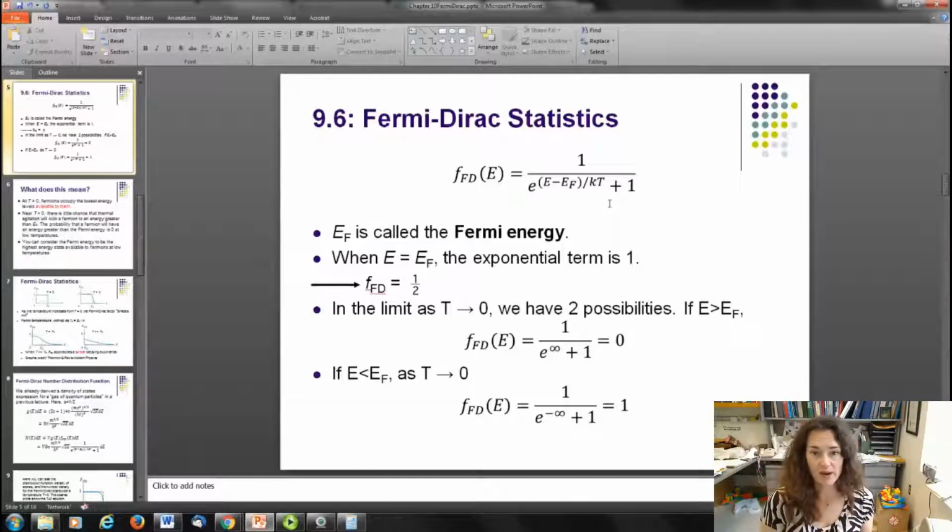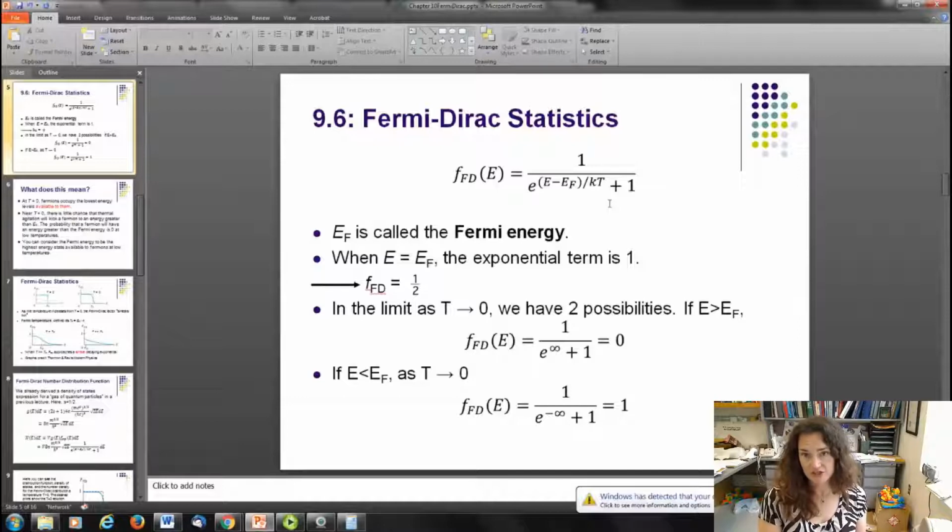Now, let's think about what happens for the extreme case of the temperature going to absolute 0. In that limit, there are actually 2 possibilities. If the energy is greater than the Fermi energy, then the exponential term goes to e to the plus infinity, so in the denominator you'd have infinity, and 1 over infinity is equal to 0. So that means that as the temperature approaches 0, if your energy is greater than the Fermi energy, then basically that state doesn't exist, because your distribution function cuts off at the Fermi energy.